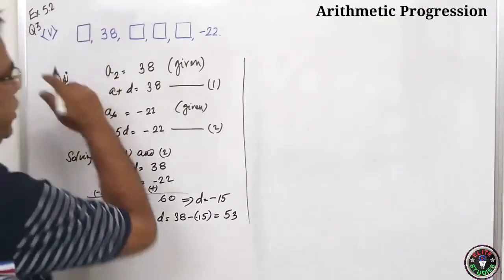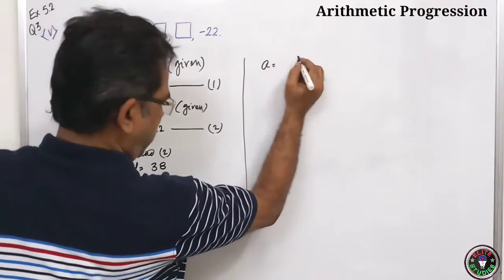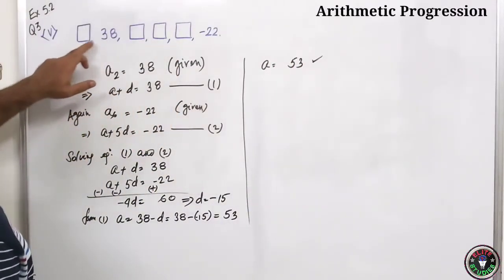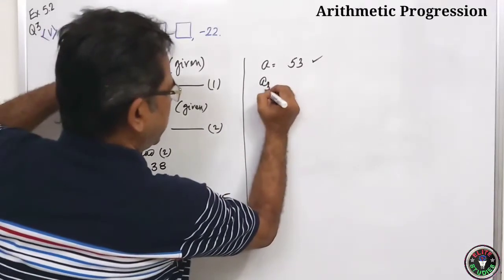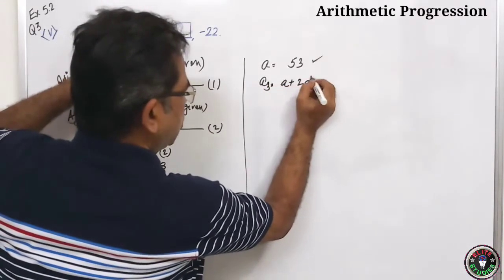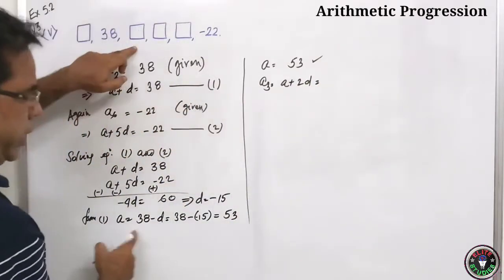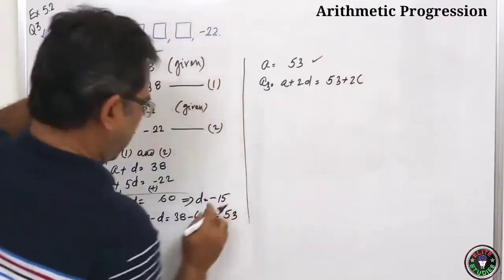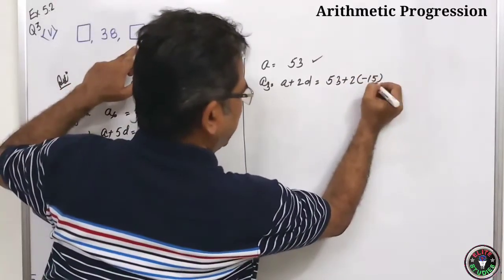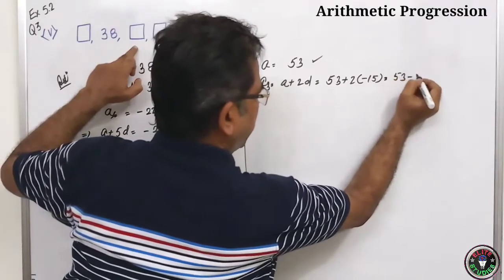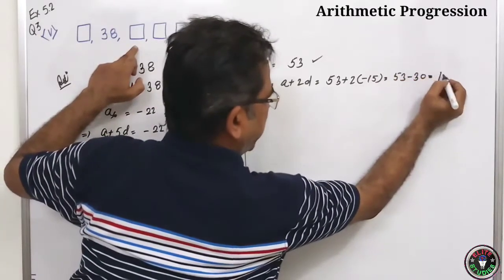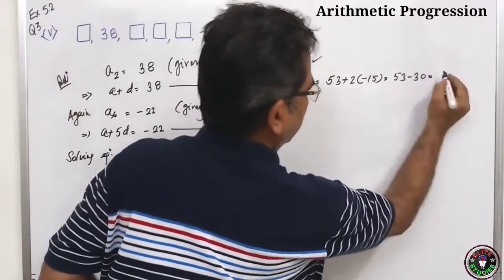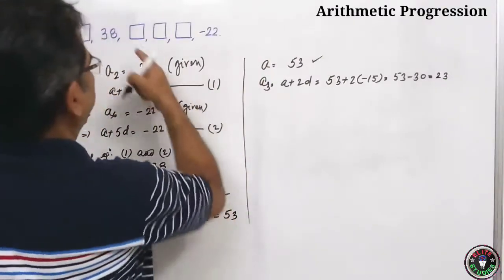So you got A already, A you got as 53. Okay. Now you know A1, A2, A3. A3 will be equal to A plus 2D. A is how much? A is 53. 53 plus 2 into D, which is minus 15. So it is equal to 53 minus 30, so it is 23. Clear? This is A3.